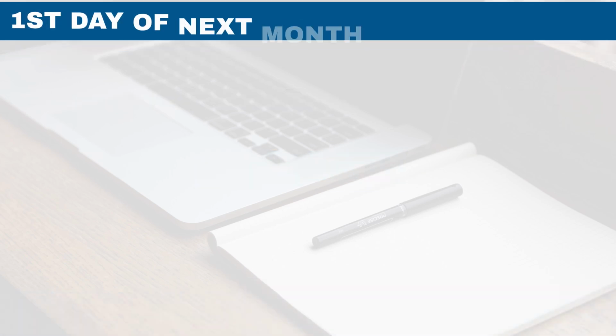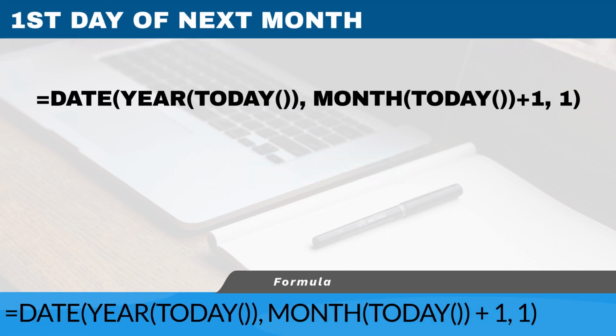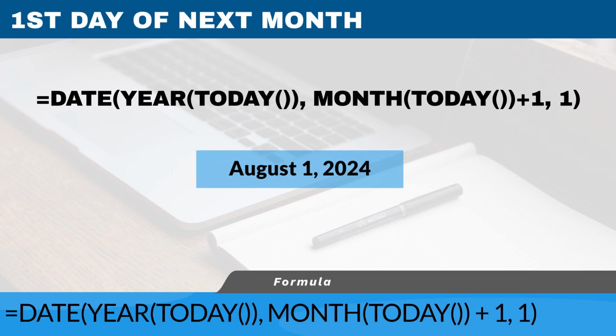To return the start date for the next month, use the same formula but add 1 to the MONTH function and change the day back to 1. This would return a value of August 1, 2024.